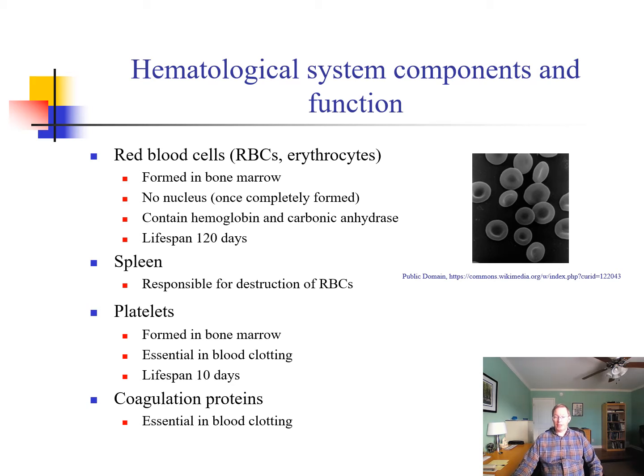The hematologic system is also comprised of the spleen, which is responsible for the destruction of those red blood cells after they've served their utility. Anytime you have a fluidic system, you're going to have leaks. And in the blood vessels, there are inevitably going to be ruptures and leaks. And so you have to have a way of dealing with this. There are platelets, which are also formed in the bone marrow, but last considerably less time, generally about 10 days, that are essential in the blood clotting cascade, which we'll talk about later. And then also a sequence of proteins that are also necessary for blood clotting, but more about that later.